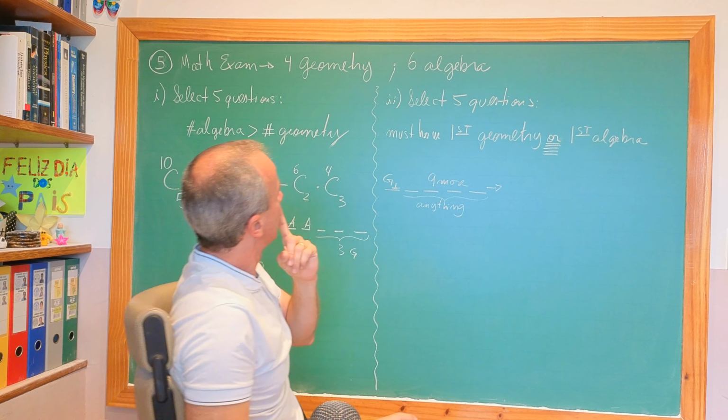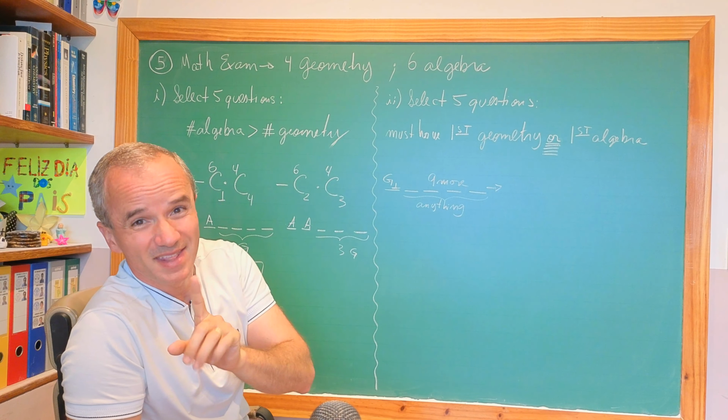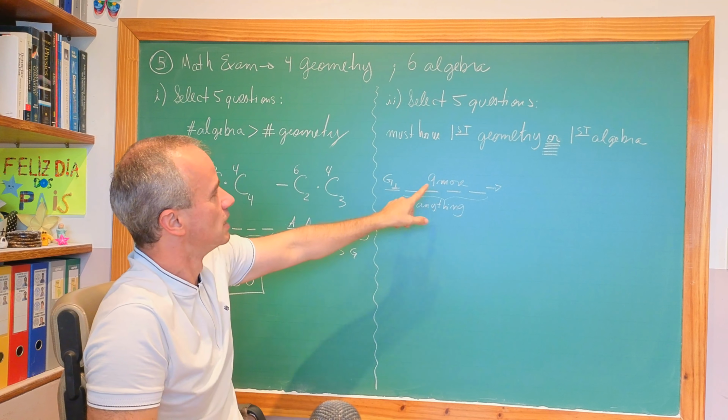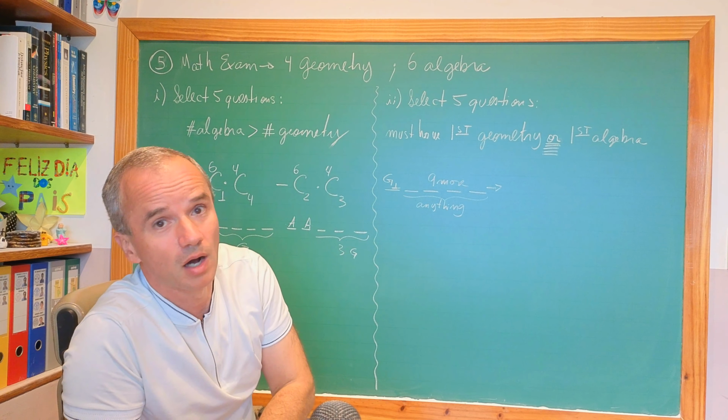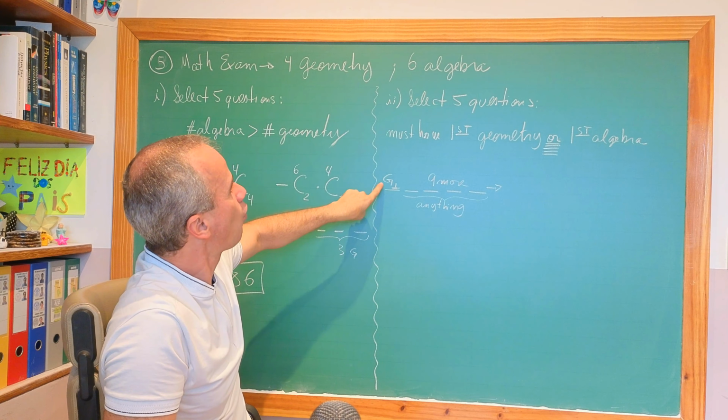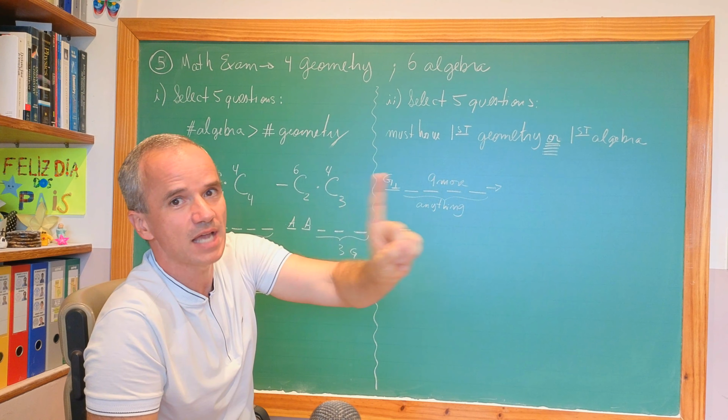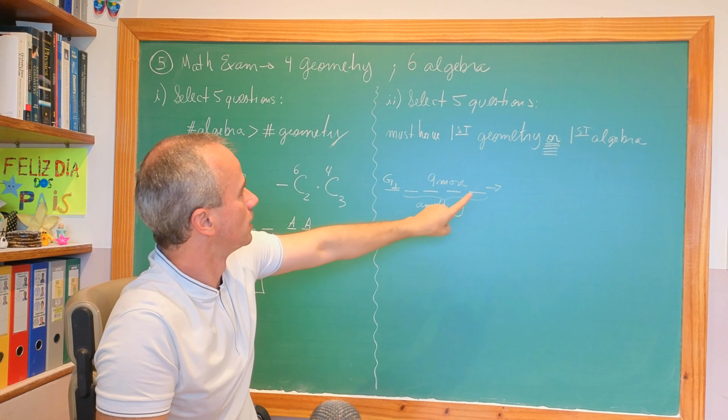But in such a way now, stay with me, please. It's not 9 more. Why? Because if I have one geometry, I cannot have the first algebra. So I don't have it.